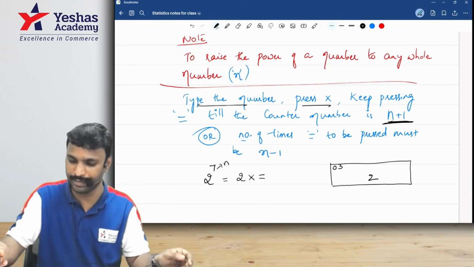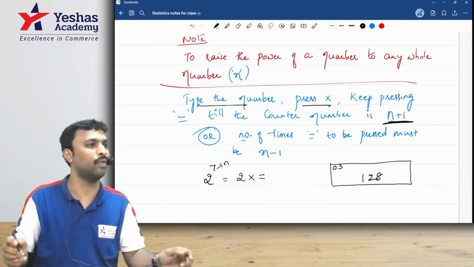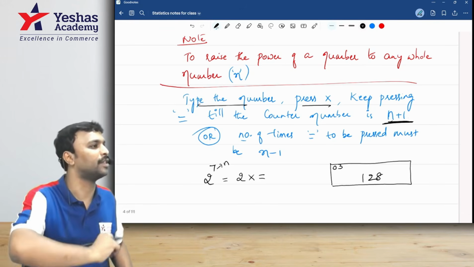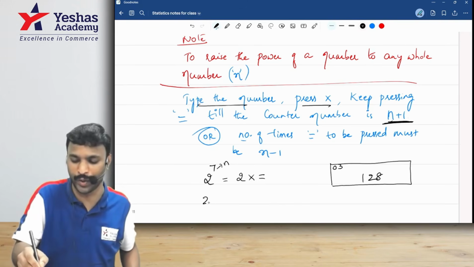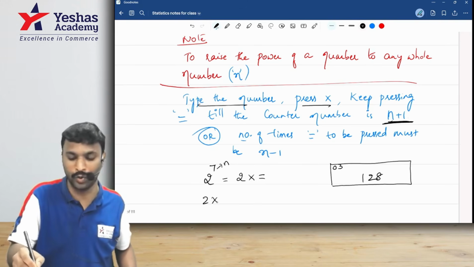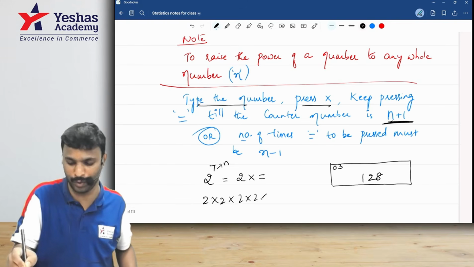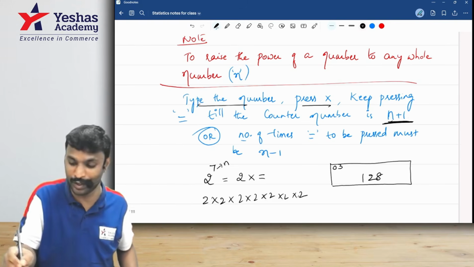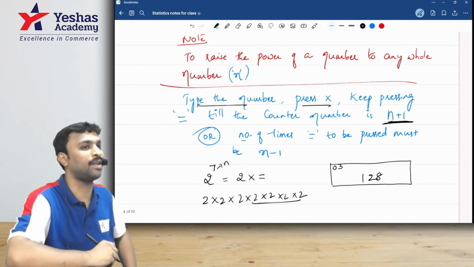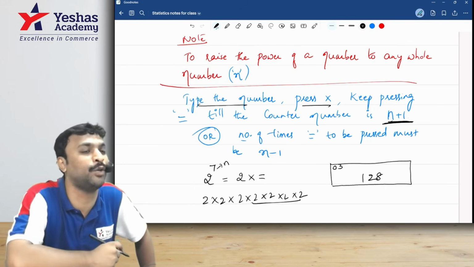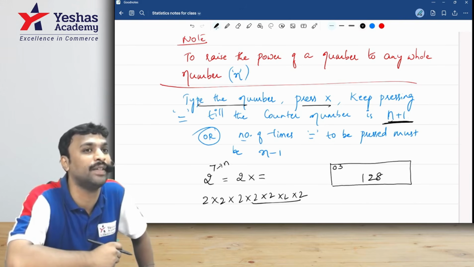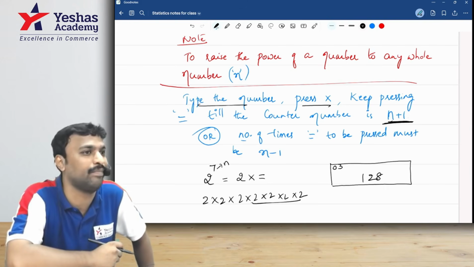So what is the result? 128. Have you understood? This will simplify things, rather than what are you doing? 2 power 7 means what? 2 into 2 into 2 into 2 into 2 into 2. How many 2's? 7 2's. Sometimes you may have to raise the power of a number to even 30, sometimes even 40 also. Are you getting this?